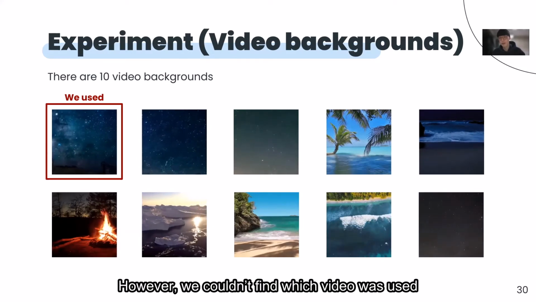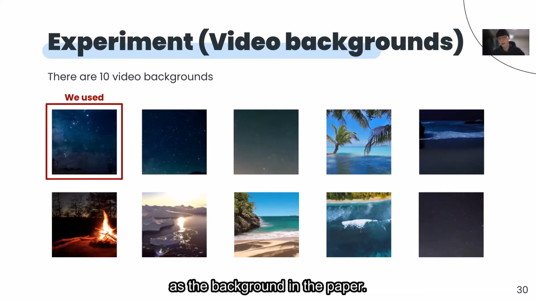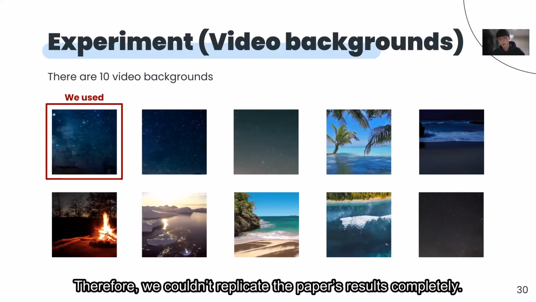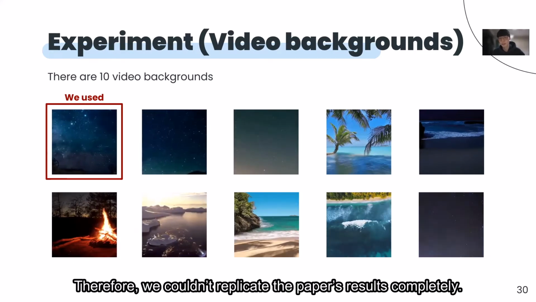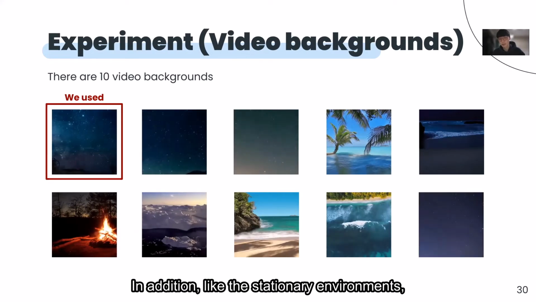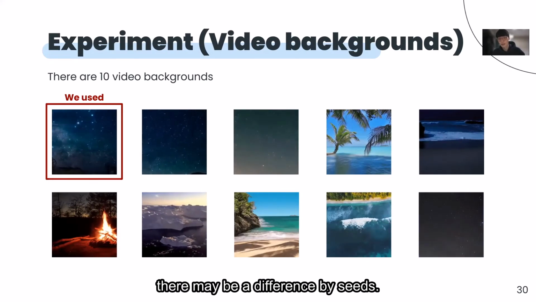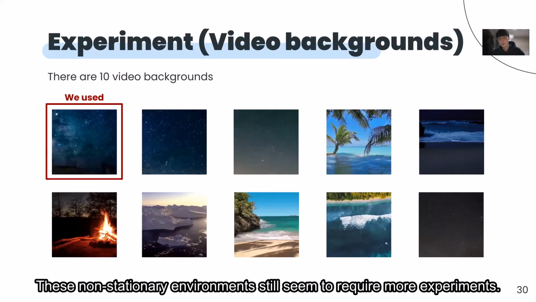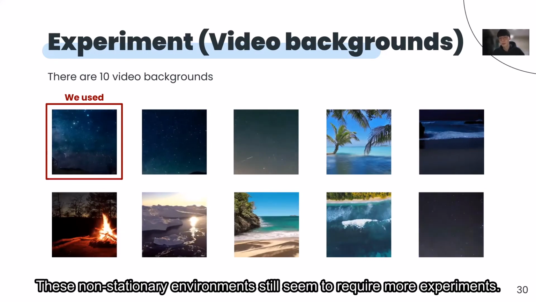However, we couldn't find which video was used as the background in the paper. Therefore, we couldn't replicate the paper's results completely. In addition, like the stationary environments, there may be a difference by seeds. These non-stationary environments still seem to require more experiments.